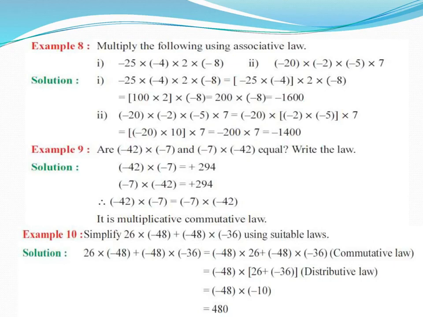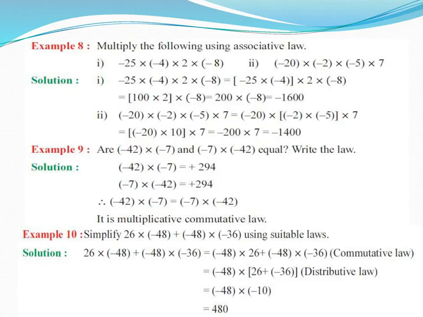First we will solve example 8. Multiply the following using associative law. The first one is minus 25 into minus 4 into 2 into minus 8. We will write first: you can make pairs of two integers. Make two pairs, one pair using minus 25 into minus 4. Then we will write brackets, minus 25 into minus 4, into the remaining integers, 2 into minus 8.